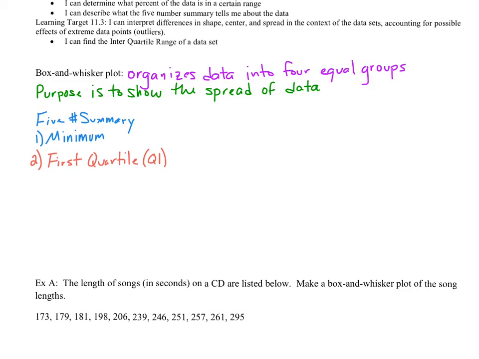All right, and then we have our median. So our middle, right? And technically this is Q2. We don't really call it that very often, but it is. Fourth is our third quartile, and we do call that Q3. And then our last one is our maximum.